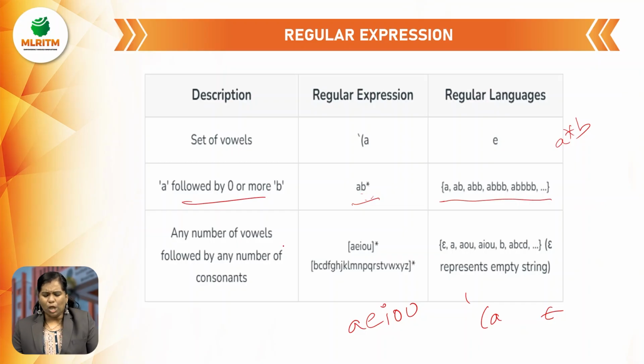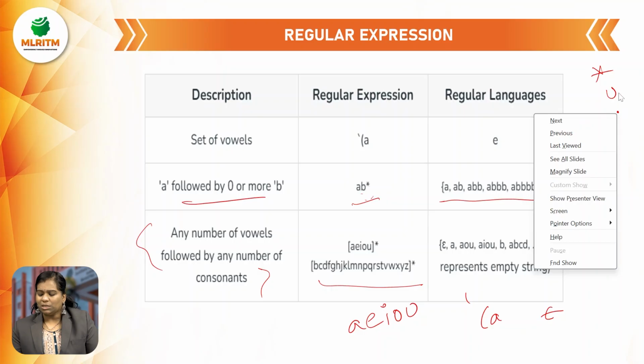Next, any number of vowels followed by any number of consonants. Here in this statement, any number of vowels means A, E, I, O, U. It may be followed by any number of consonants. Any number of consonants means the star in this regular expression.